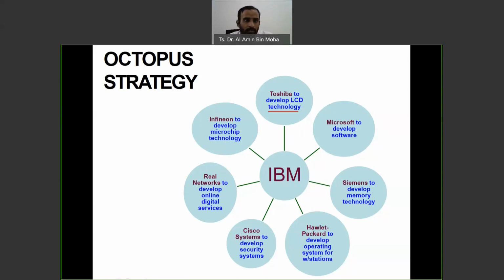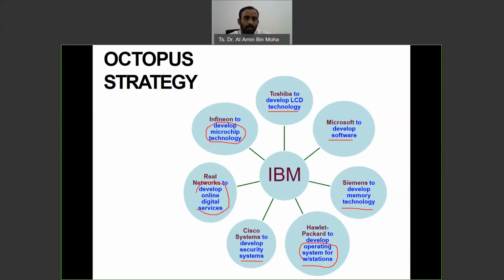Okay, so continue the example. Sorry for the disturbance. So, the octopus strategy: Toshiba develops LCD technology for IBM, and Microsoft develops the software, Siemens develops the memory technology, Hewlett Packard develops the operating system for the workstations, Cisco Systems develops the security system, Real Networks develops online digital services, and Infineon develops microchip technology.